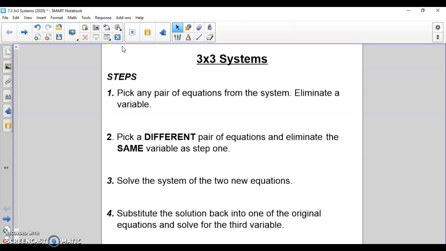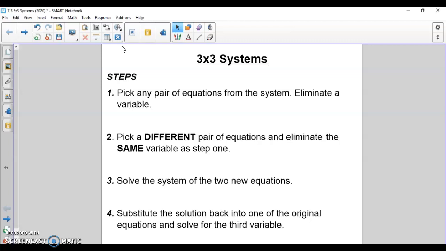Here I got the steps for you for the systems. So step number 1, we're going to pick any pair of equations from the system and we're going to eliminate one variable. It doesn't matter what variable, you take the pick. There's usually one that sticks out. Step 2, you're going to pick a different pair of equations and eliminate the same variable as you picked in the first step. So the first step sets the tone for the rest of the problem.